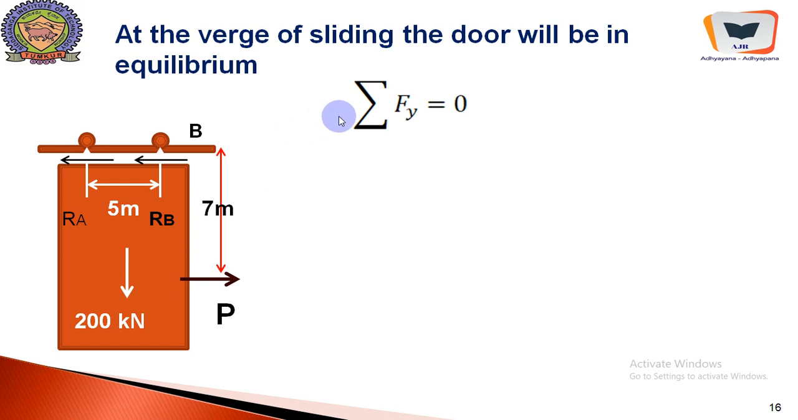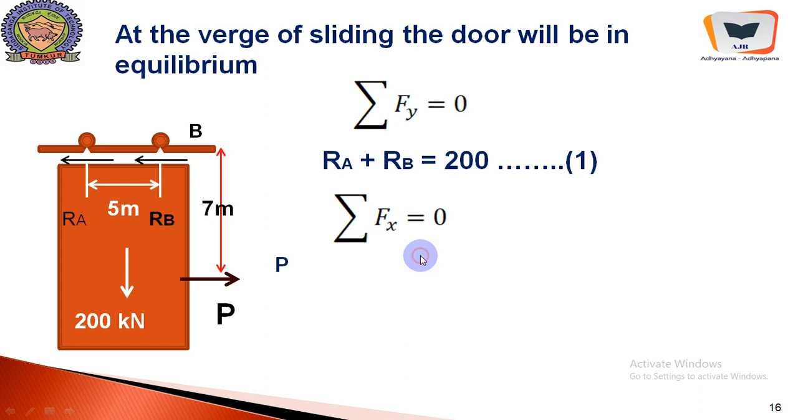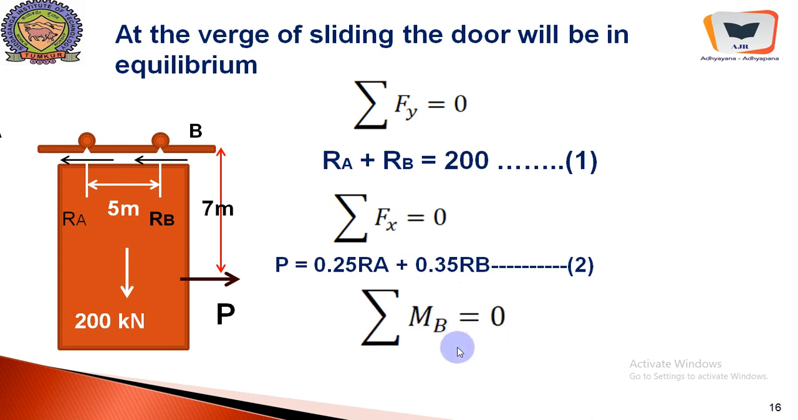At the verge of sliding, the door will be in equilibrium. That will enable us to write sigma Fy equal to 0, so RA plus RB equal to 200. Now sigma Fx equal to 0 will give us P equal to 0.25 RA, this frictional force, plus 0.35 RB, which are negative. Therefore, P equals 0.25 RA plus 0.35 RB. Sigma MB equal to 0, because we have three unknowns: P as an unknown, RA as an unknown, RB as an unknown.